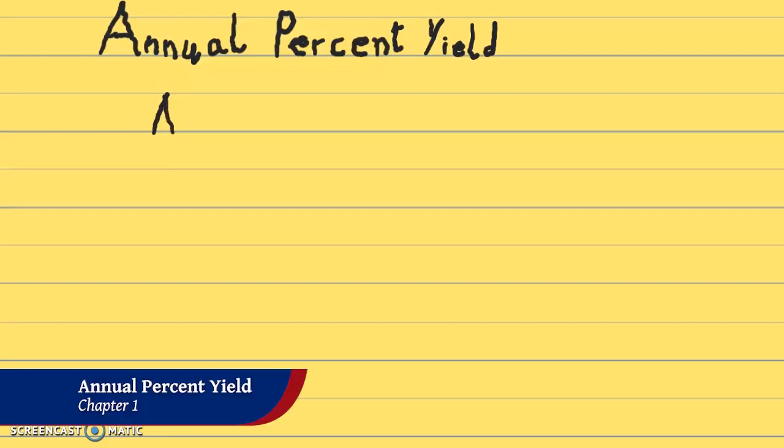In this video, we will be discussing annual percent yield. Annual percent yield is also called the effective interest rate, as it is the interest rate necessary to receive the same return on investment considering a single compounding period in a year.